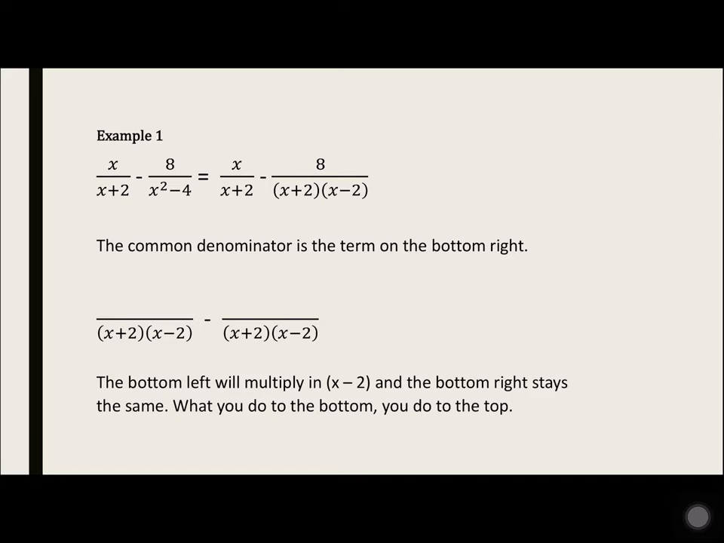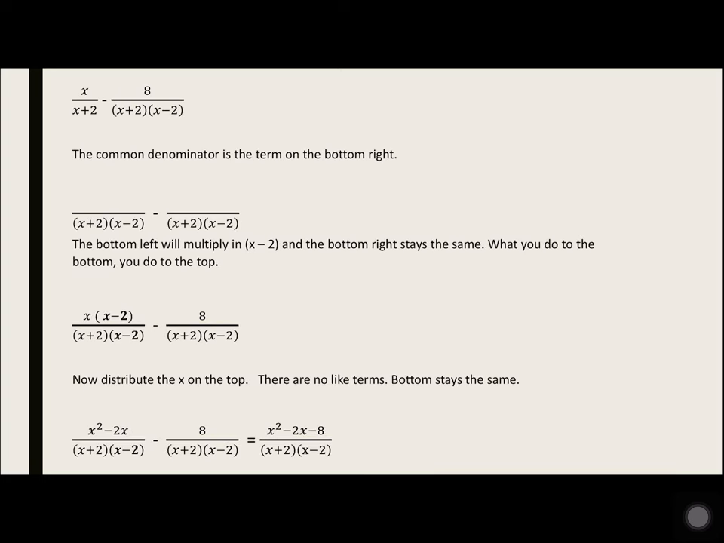The common denominator is the term on the bottom right, because each of the pieces that were in there have to be in the common denominator. We've got x plus 2, x minus 2. The bottom left will multiply in x minus 2. The bottom right stays. What you do to the bottom, do to the top. X over x plus 2 minus 8 over x plus 2, x minus 2.